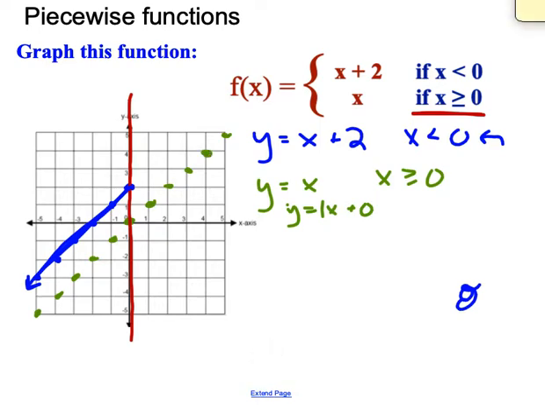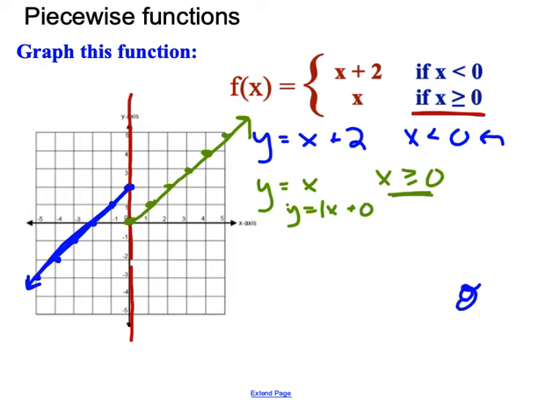All right. And then my guy in green, y equals x, I only want that when x is greater than or equal to 0. So here's x equals 0. When x is greater than it, I want it to the right. So I will get rid of what's to the left.